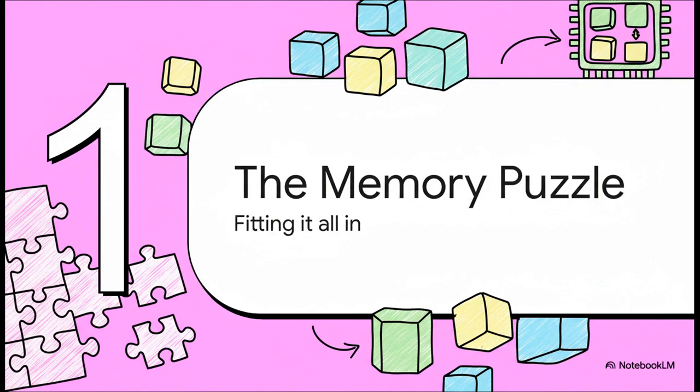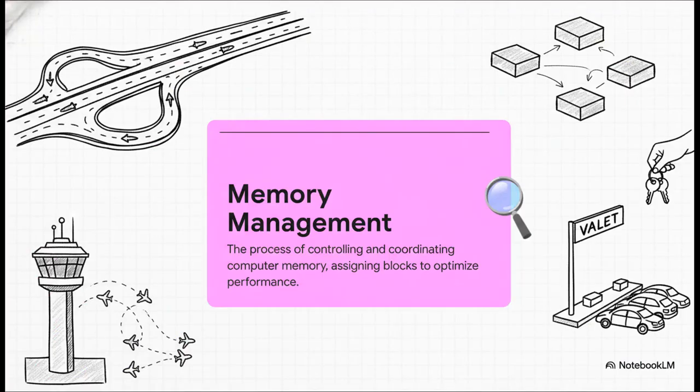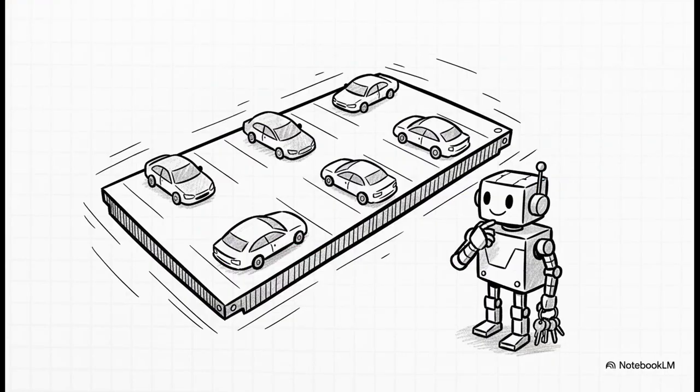So let's start with what I like to call the memory puzzle. How in the world does your operating system solve this fundamental problem? Fitting a constantly changing number of programs into a very, very finite amount of space. Okay, so what is memory management? At its core, it's really all about control and coordination. You can think of it like a traffic cop or maybe an air traffic controller. But the analogy we're really going to run with today, it's the valet parking attendant for every single process running on your system. So yeah, let's really stick with this idea.